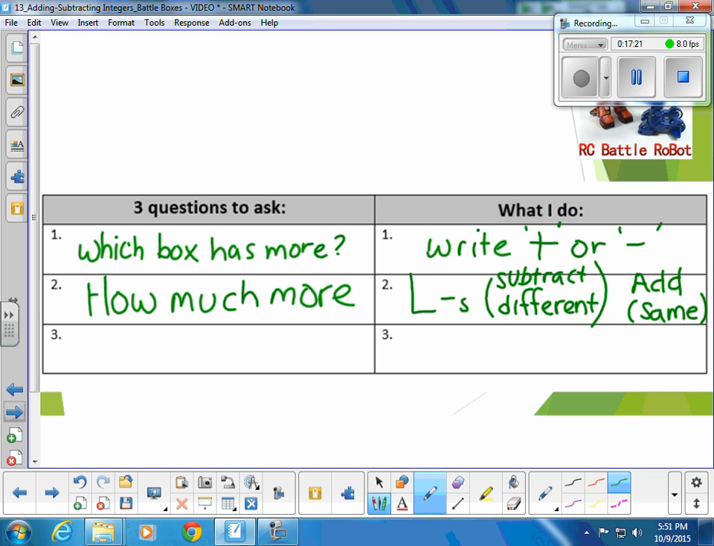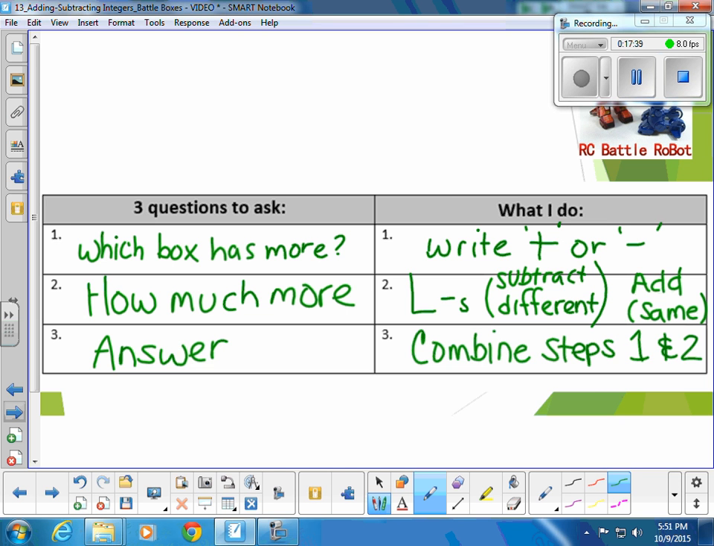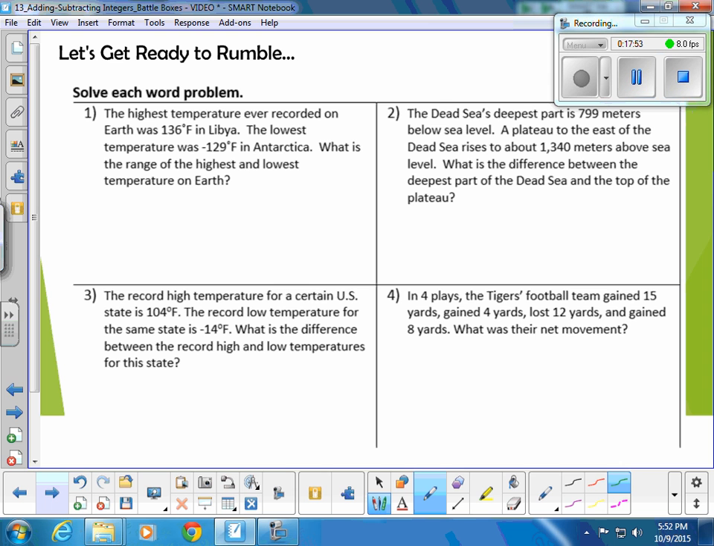And then the final is to find out what the answer is. And what do we do? Combine. Combine steps 1 and 2. If you haven't already filled that in, go ahead and pause the video, finish writing that in, and then once you've finished, restart the video because we're going to go on to some word problems.